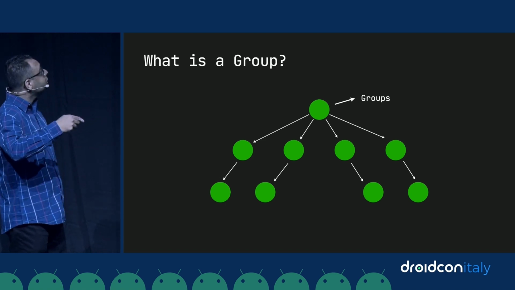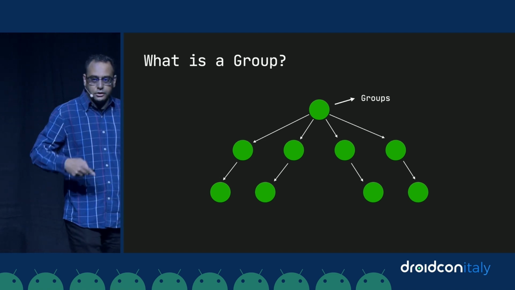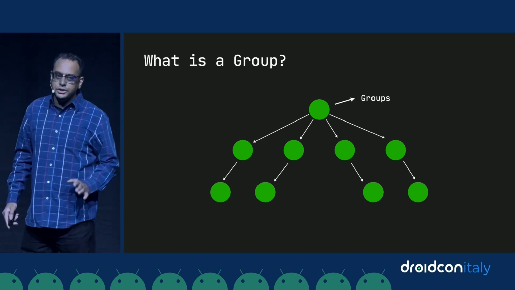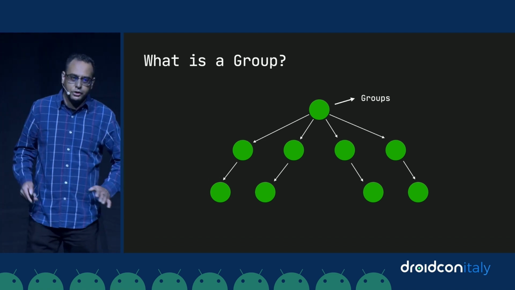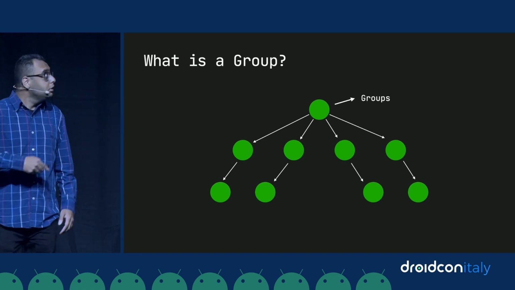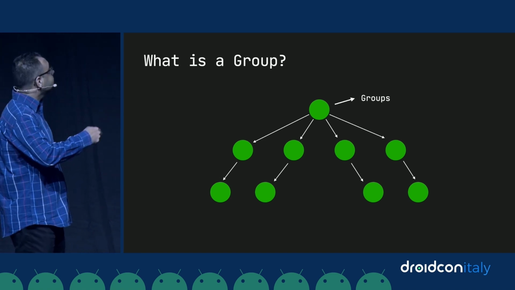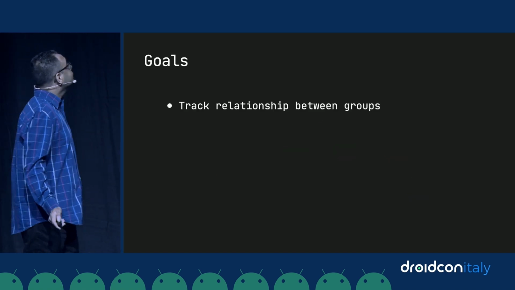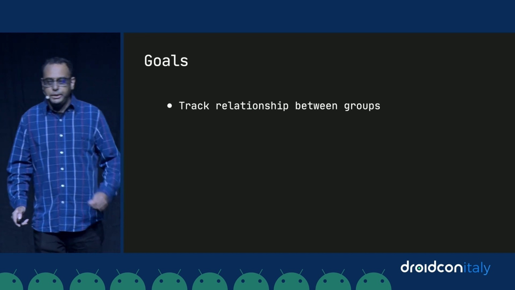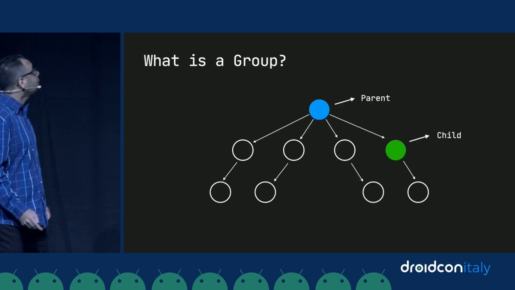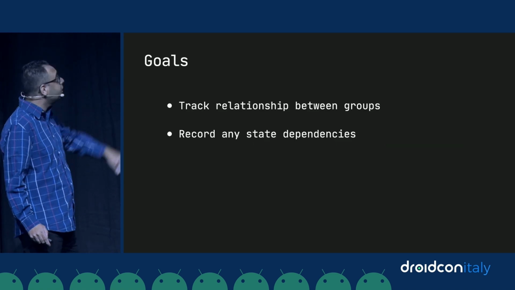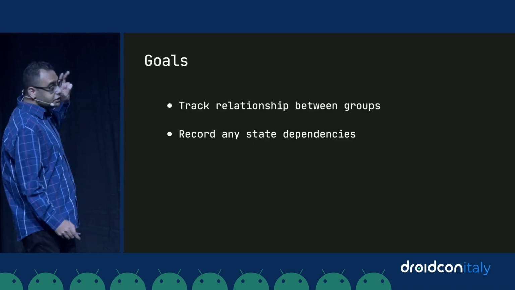When you look at this, all of these different things are called groups. All your composable functions, underneath the hood, build something called a group, which is a word synonymous with the word node. So how do you go about building these groups? That's what we're going to look at. We need to be able to track the relationship between them. Let me give you an example. Here's the parent-child relationship. How do I track that? So these are the two goals.